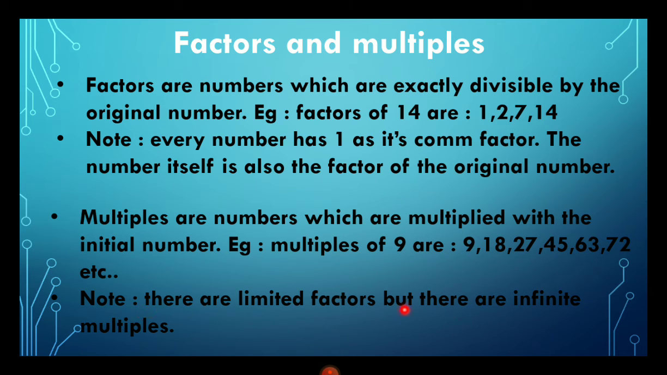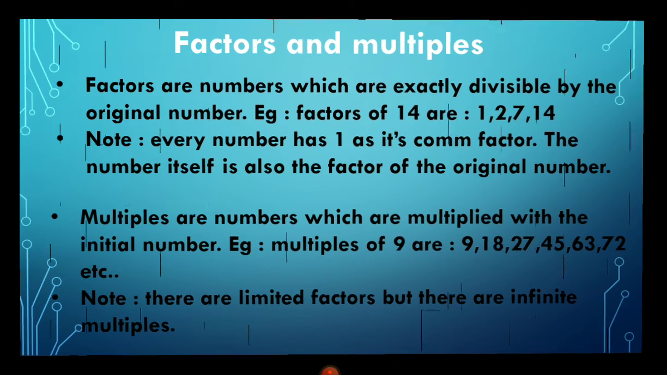Note, there are limited factors, but there are infinite multiples, as you know. See, for every number you choose, there are limited factors. But in multiples, as there are infinite numbers, it will go on and on. It will not stop at 72. It will be 900, it will be 7200, etc. and it will go on and on and on.